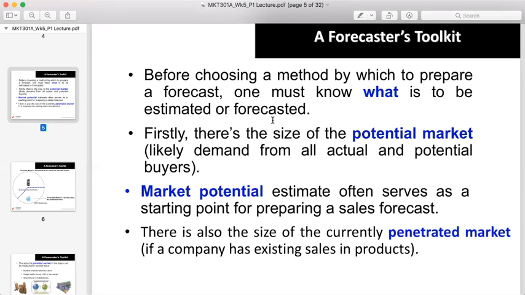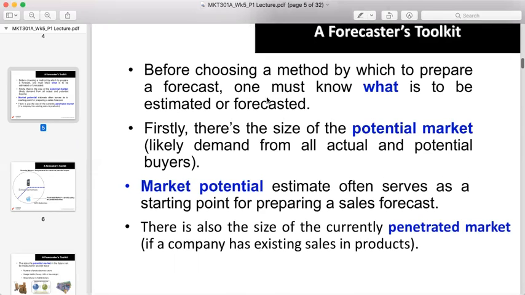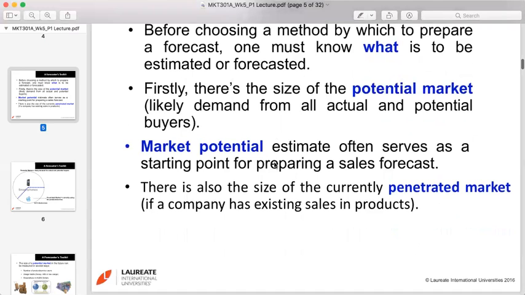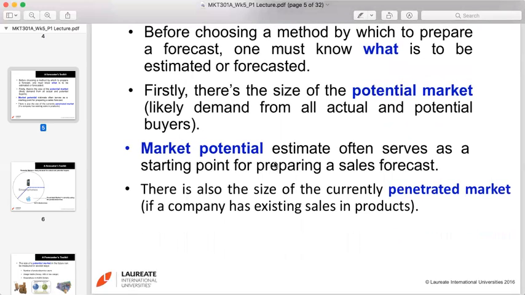Out of these total consumers, you may not get everyone to buy your own product, your own brand, because these consumers may also buy your competitors, for instance. That is basically your sales potential. So sales potential is actually reflecting the sales that you can get from the consumers buying your brand. In other words, the market potential estimate is actually the starting point for preparing your sales forecast.